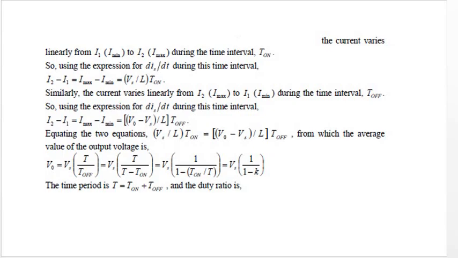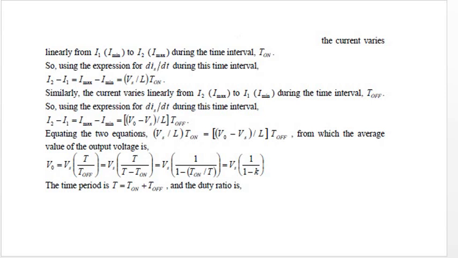The variation of output voltage can be easily computed. There is a linear variation of current I1 and I2 during the time interval T on. So the expression during this interval is I2 minus I1, which is I maximum minus I minimum, equal to Vs by L into T on. The current varies linearly from maximum to minimum during the time interval T off. So the expression for dis by dt during this interval is I2 minus I1 equal to I max minus I min equal to V naught minus Vs by L into T off. So Vs by L into T on is equal to V naught minus Vs by L into T off.